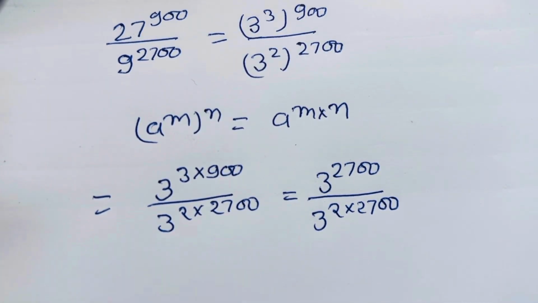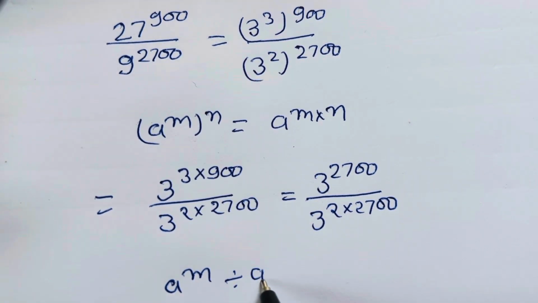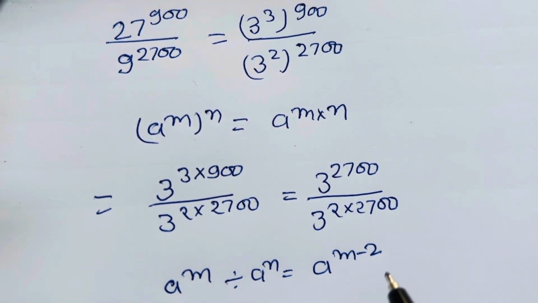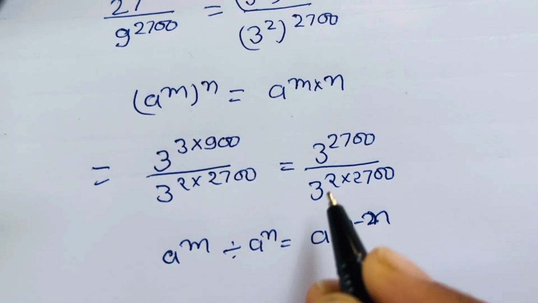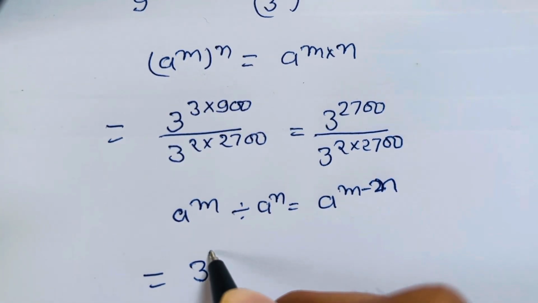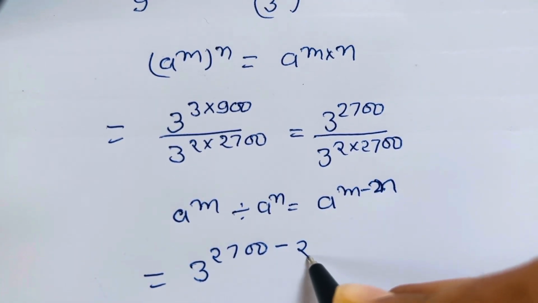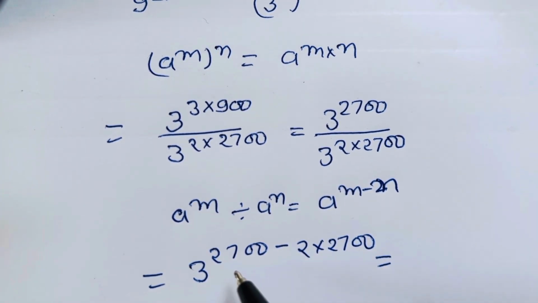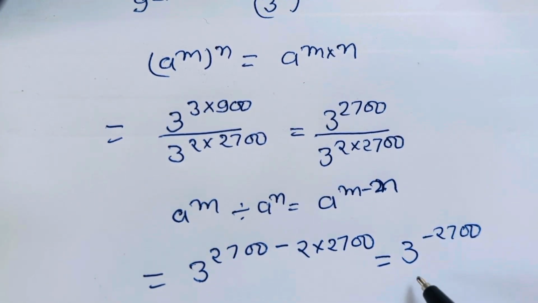The division rule of the exponent: a^m divided by a^n is equal to a^(m−n). By applying this formula in the above equation, we will get 3 to the power 2700 minus 2 into 2700, which is equal to 3 to the power minus 2700.